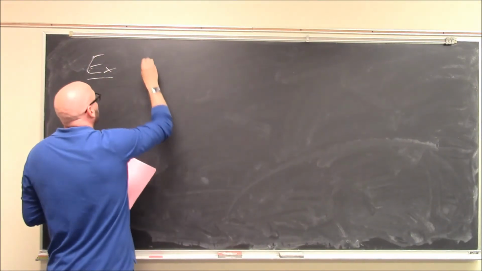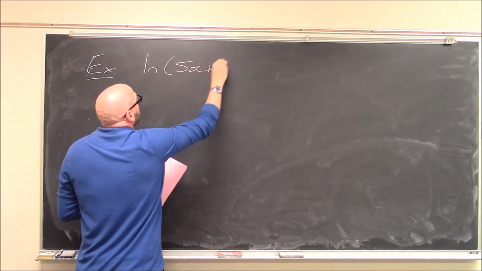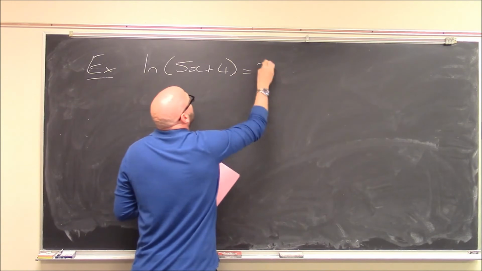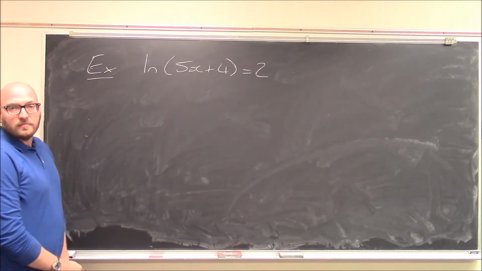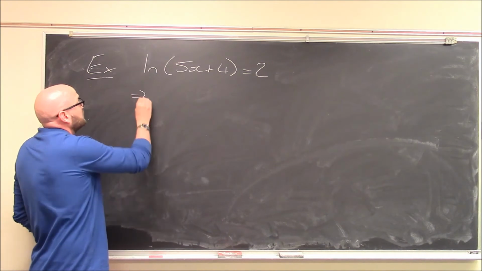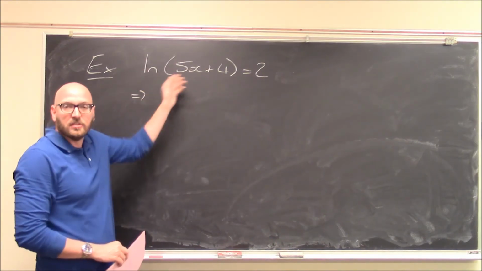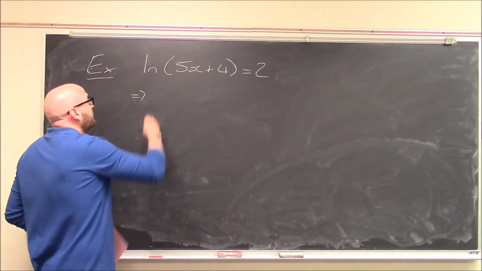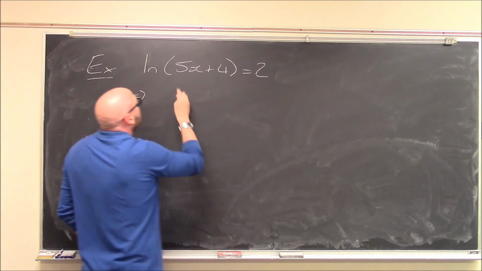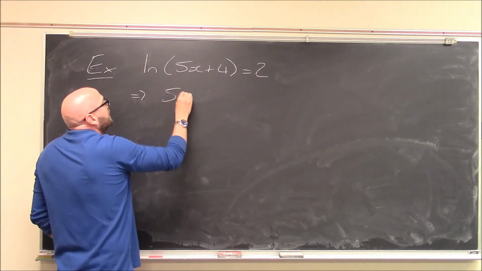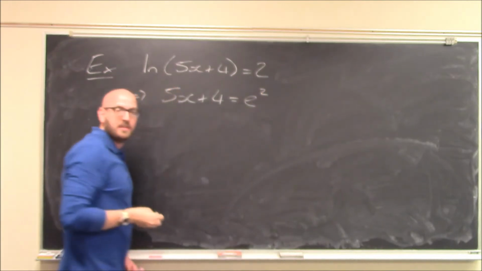Alright, here's another one. ln of (5x plus 4) is equal to 2. Just like the last equation, I want to isolate x, which means I need to get it outside of this logarithm. How do I do that? I remember that ln means log to the base e. So this expression really means e squared is equal to the inside. So 5x plus 4 must equal e squared.